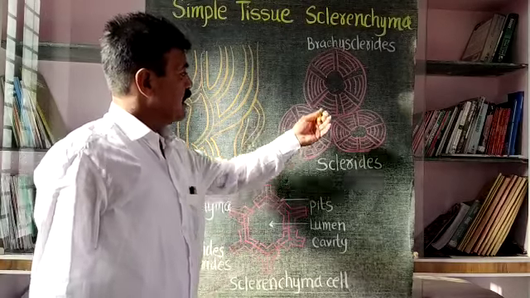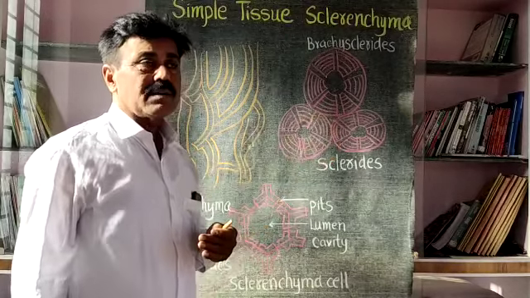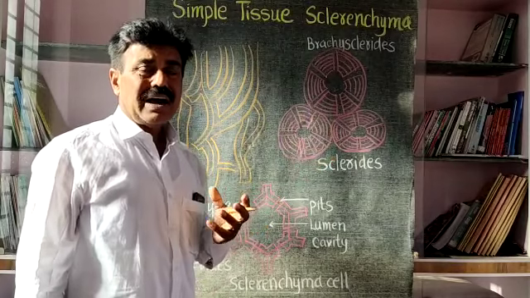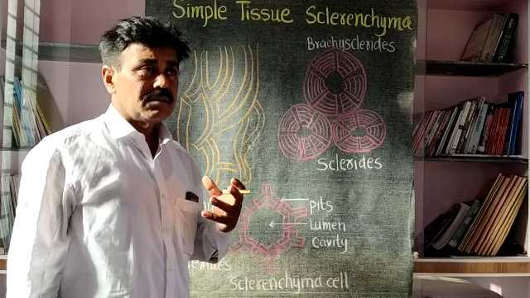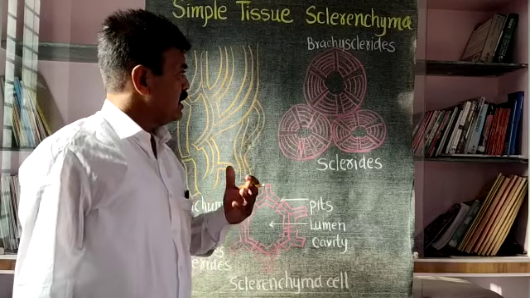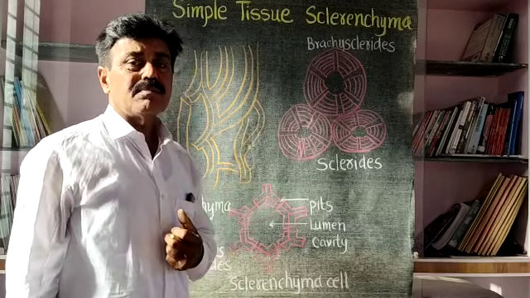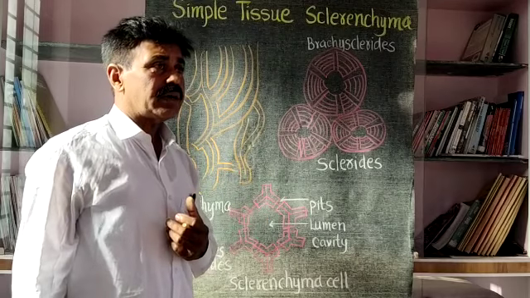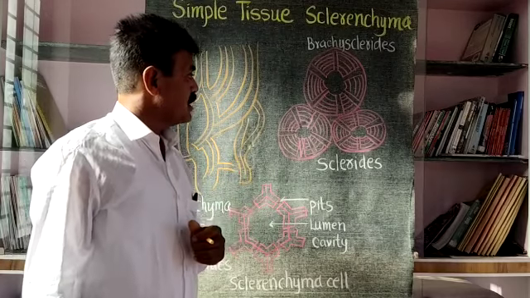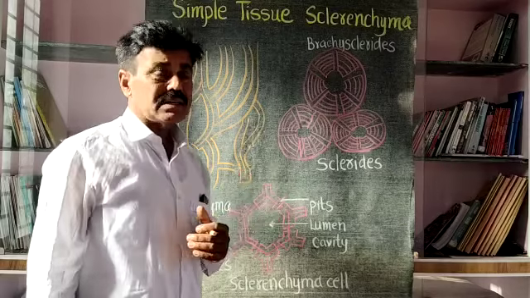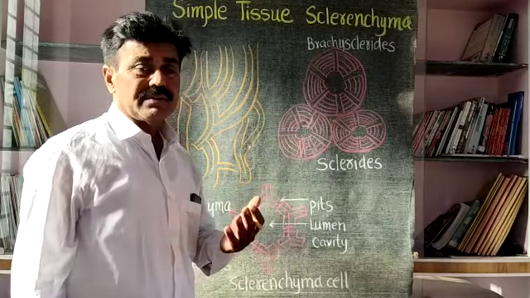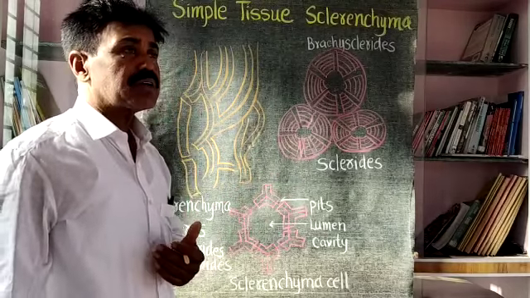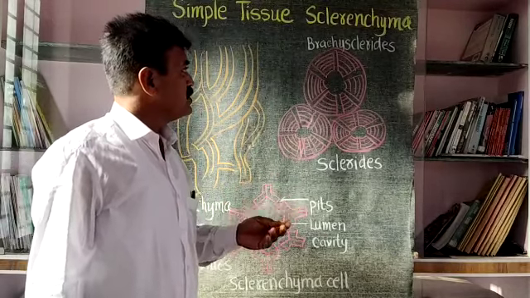These sclereids are mostly present in hard seed coats, hard fruit coats, and in the flesh of the fruits. Sometimes they are present in the pith, sometimes in the cortex, but they are present in isolated patches, giving mechanical support in the plant body. Sclereids may be classified into different types according to their structure and shape.